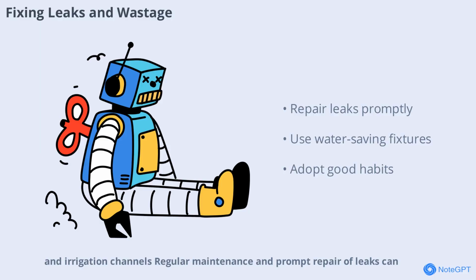Regular maintenance and prompt repair of leaks can save thousands of liters of water every year. Simple habits like turning off taps when not in use and using water-saving fixtures can make a big difference in conserving water at home and in the field.